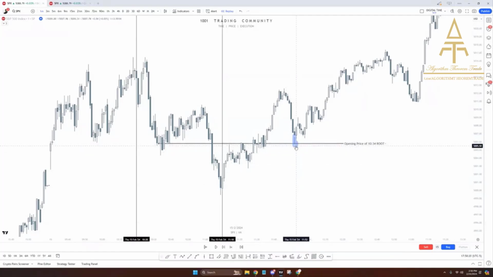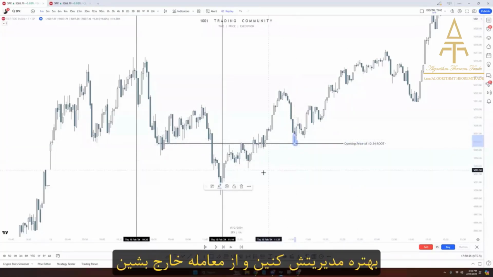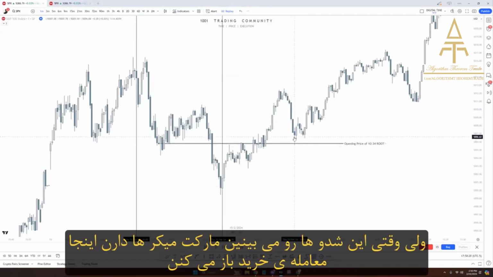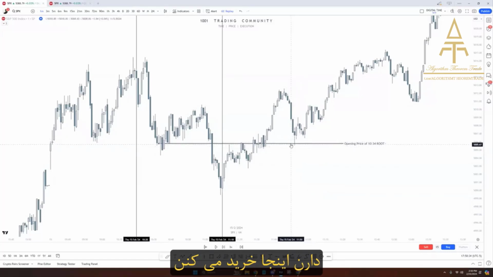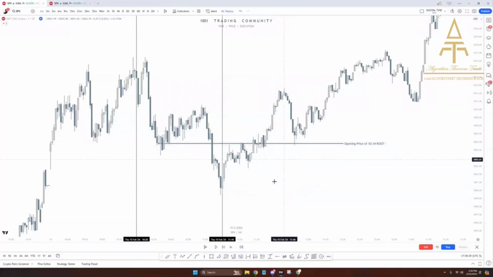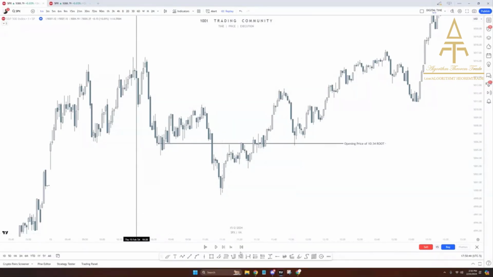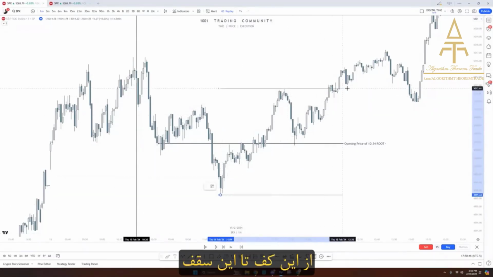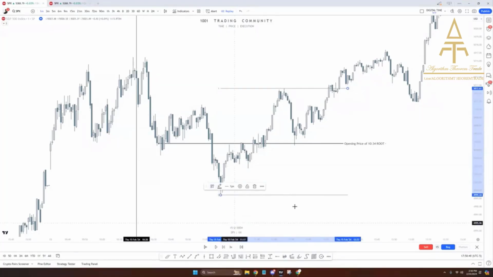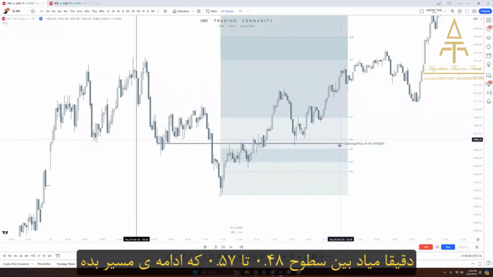This is exactly what you want to see. A wick. If you start to see bodies close beneath that root candle again, it's best to manage your trade and get out. But when you see wicks, market makers are buying this. They're purchasing right here. Taking all these stops out and purchasing here. It is simply just an OTE based off the range as well. Very simple. This low to that high, OTE, optimal trade entry. Look at that. Goes right between the 4.8 and 5.7 for continuation.